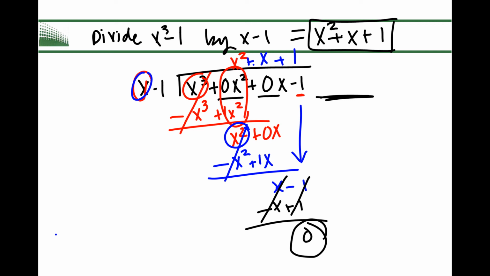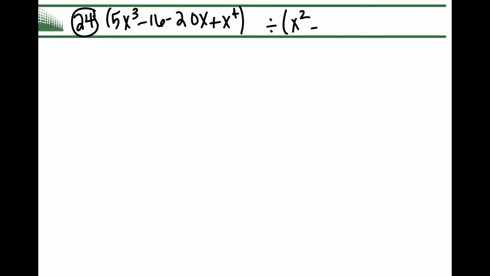I'm going to do one more to kind of get you going, and then there will be a part 2 lecture dealing with another way to divide. Alright, so on this one, and this comes from number 24 out of the textbook. Yes, you have access to the textbook if you are in WebAssign. And I'm going to do 5x cubed minus 16 minus 20x plus x to the 4th. And I'm going to divide that by x squared minus x minus 3.